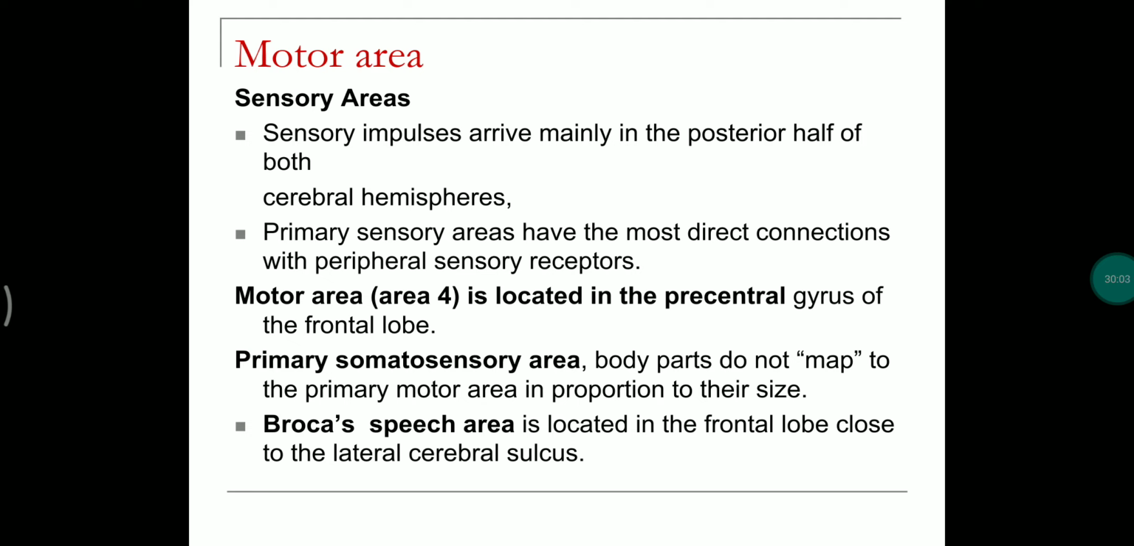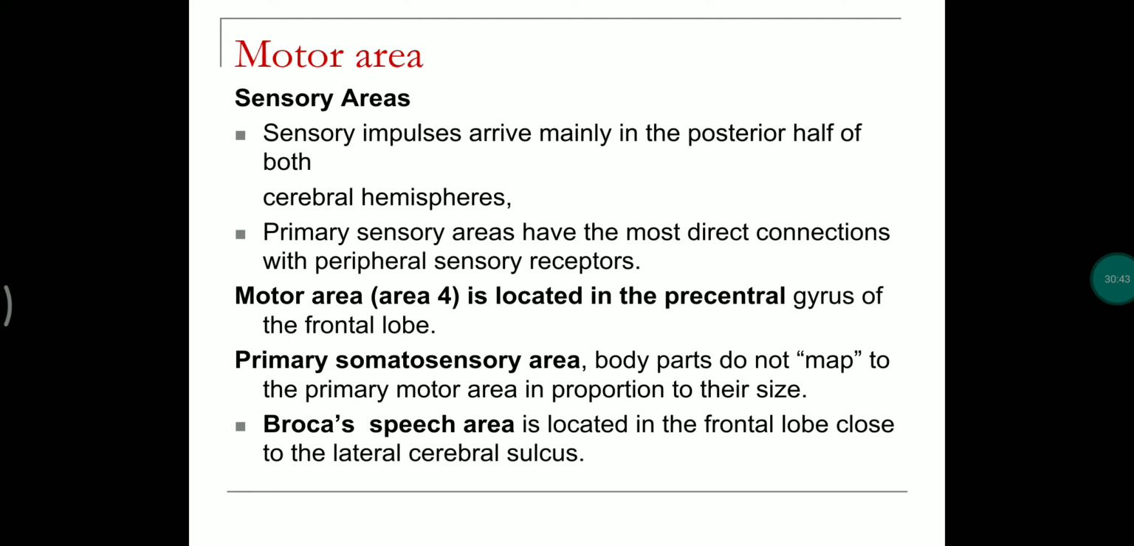Coming to the motor areas and sensory areas. Sensory impulses arise mainly from the posterior half of both cerebral hemispheres. Motor areas are located in the precentral gyrus of the frontal lobe. One of the major areas is the primary somatosensory area, which maps the body, meaning whenever any stimulus comes from any part of our body, it locates the exact location of the stimulus. So that is the primary somatosensory area.